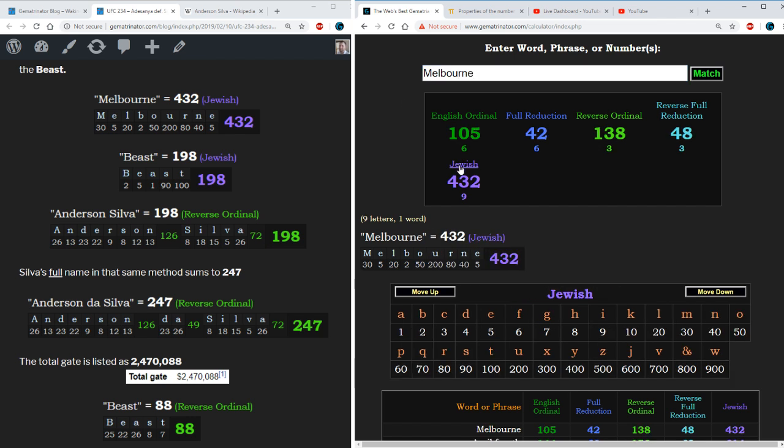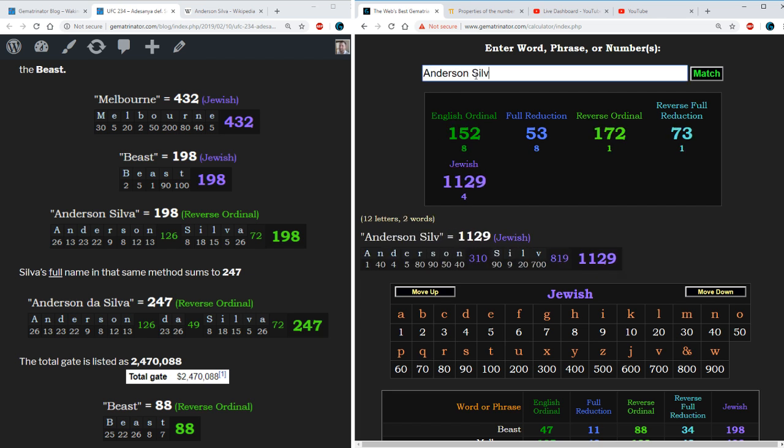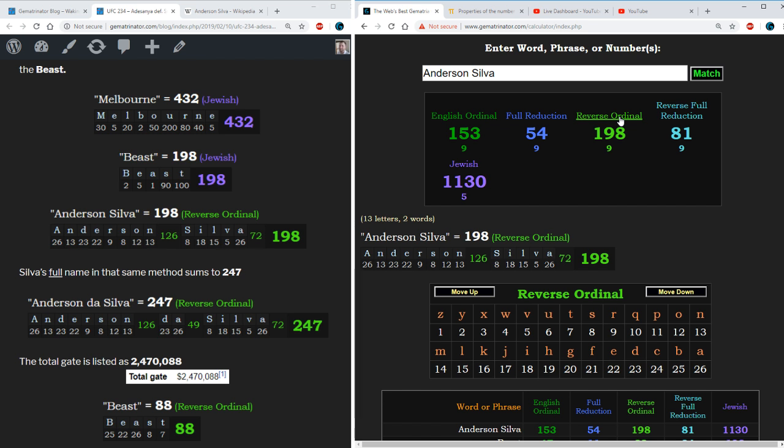So we mentioned the Jewish gematria of Melbourne. Now, if you write out beast in this same method, you get 198. The name Anderson Silva equaling 198 in the reverse method.